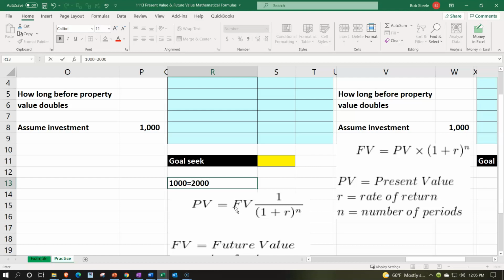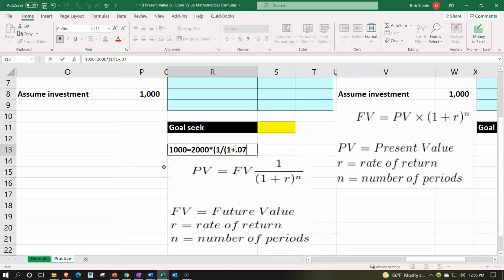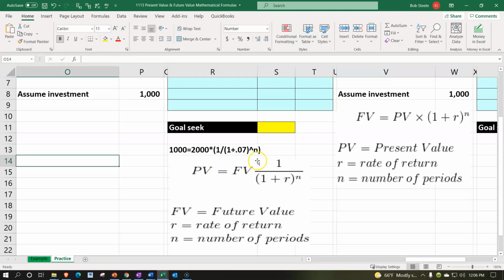And then I'm going to put brackets around this. This is going to be, let's just say, times, and then we're going to say 1 over, and then it's going to be 1 plus the rate, and the rate is going to be that 7%. So we could say 0.07, and then this would then be going to the power of, shift 6, and then n would be the unknown. So it looks something like that. And then, of course, we can solve for the unknown of n.